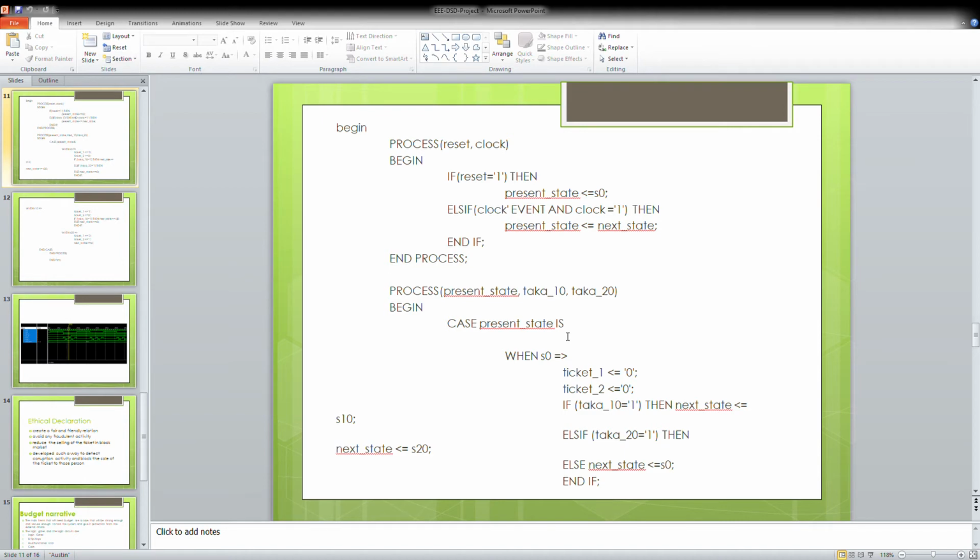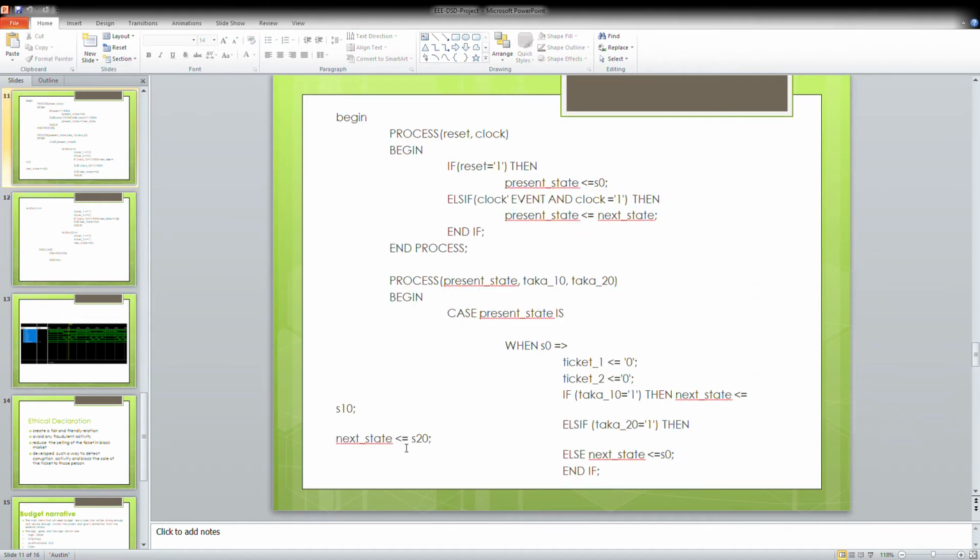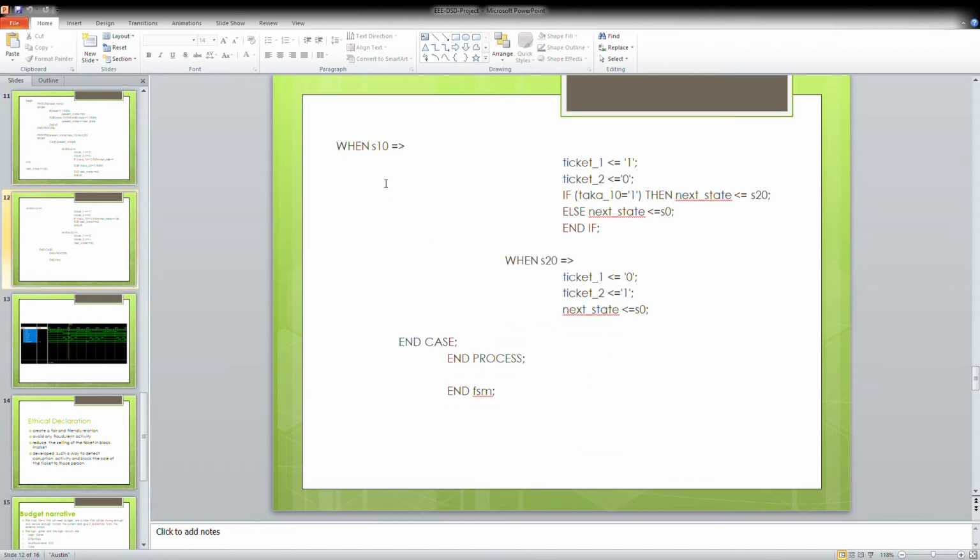We use the case present state to help ourselves. When it is taka 20, then the next state will be S0. If taka 20 equals 1, then the next state will be S20. Else, the next state will be S0. When in S10, if taka 10 is 1, and again we check if taka 10 is 1, then S10 goes to S20. Then end the if.